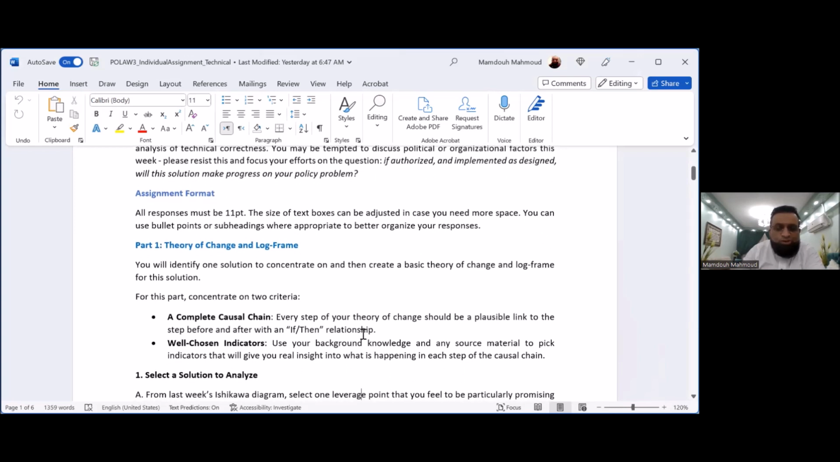Every step of your theory of change should be a plausible link to the step before and after it. If this happened, then this happened. If this happened, then this happened.